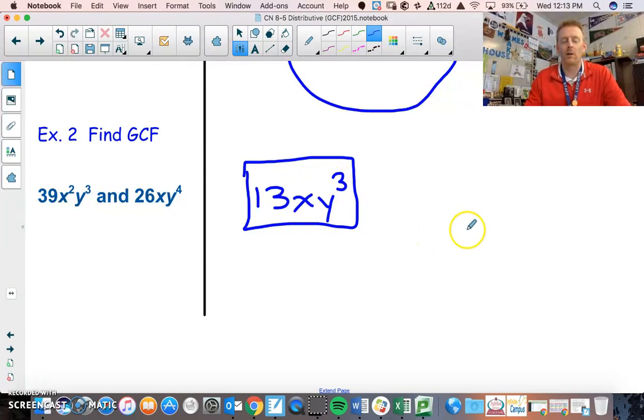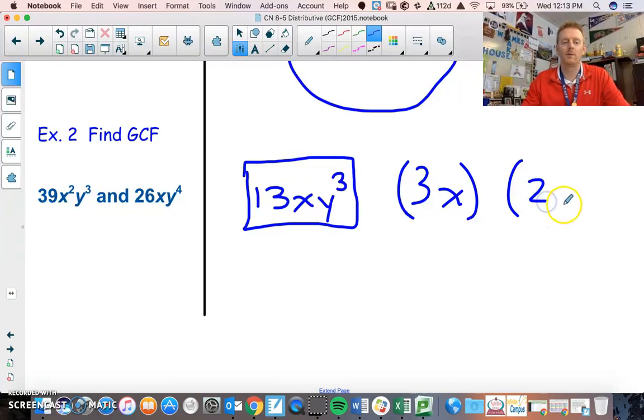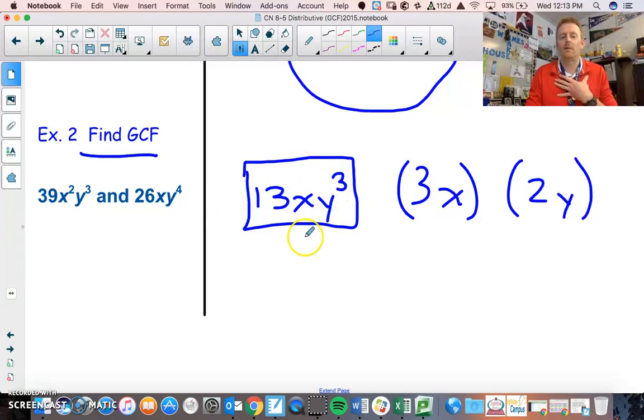Now if you wanted to go a little bit further, my leftover stuff would then be a 3x for the first one, and the second one would be left over with a 2y. So when I multiply these things to that, we should get the original numbers that we started with. All right, and make sure that you understand this. It says find the GCF. This is the answer. We don't need to do this stuff yet when it says find the GCF. So make sure you understand the difference. This is the leftover stuff. We'll be using that more so in different types of problems.